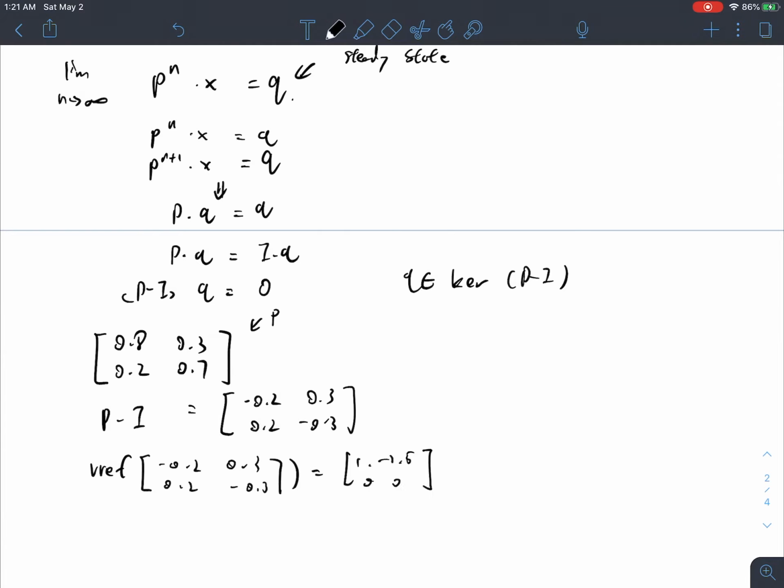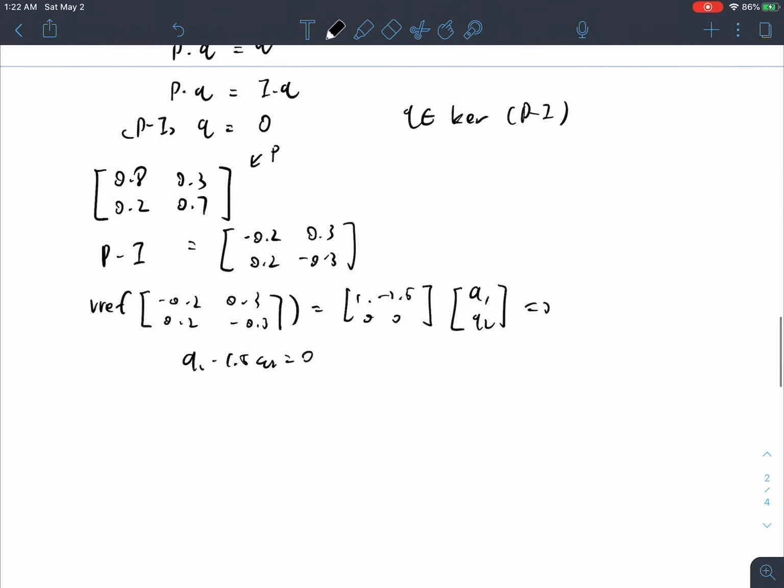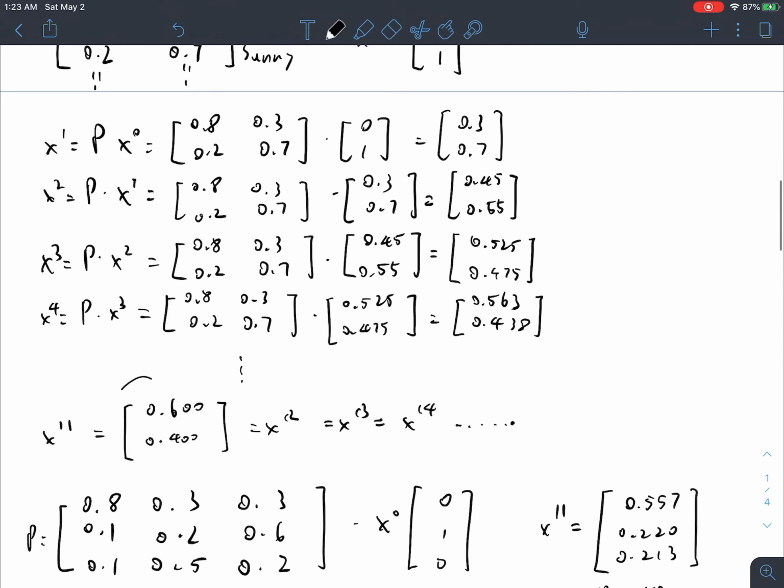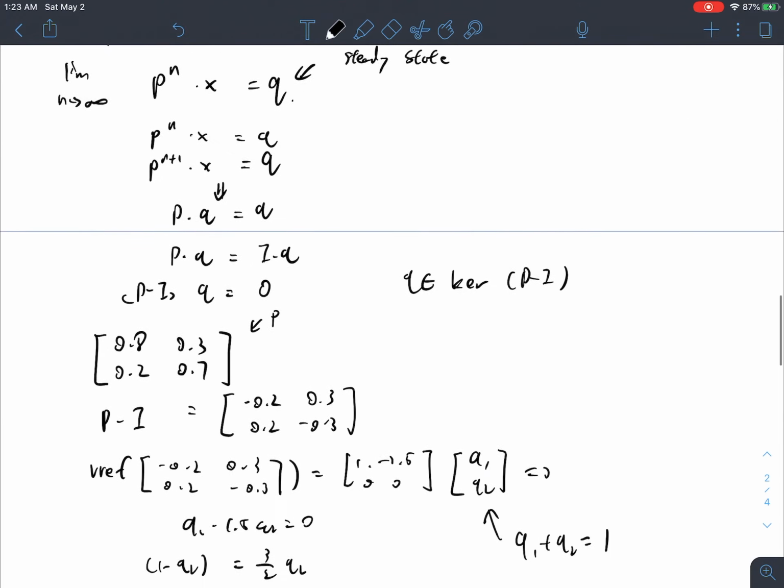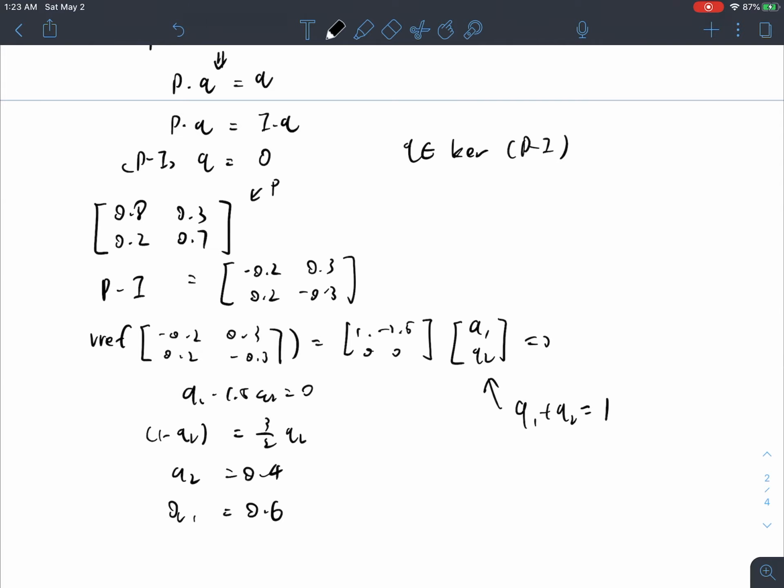So let's take this Q1 and Q2. We have Q1 minus 1.5 Q2 equals 0. We're stuck. Well, no, because we know a special relationship between Q1 and Q2: they add up to 1. For any state vector, all the entries add up to 1. So we can rewrite the equation as 1 minus Q2 equals 1.5 Q2. Solving it, we have Q2 equals 0.4 and Q1 equals 0.6. That exactly matches what we get if we raise the transition matrix to the 11th power and multiply it with any initial state.